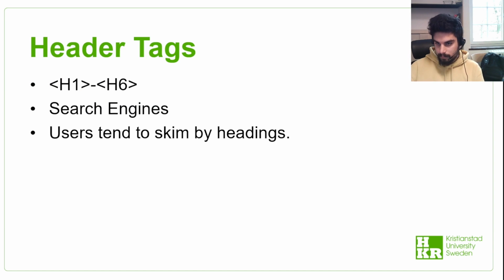Now, the header tags are H1 through H6. They mark different sizes, but it's also important for search engines as they rank the websites based on whether or not you've used the correct tags. Another thing to note is that users tend to skim by heading. So the same way you would read an article and skim through it depending on the titles, users tend to skip through a website reading the title. So if you have titles that are of the incorrect sizes in the wrong places, then the users might be confused by that.